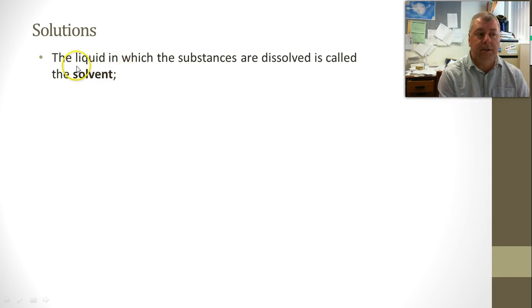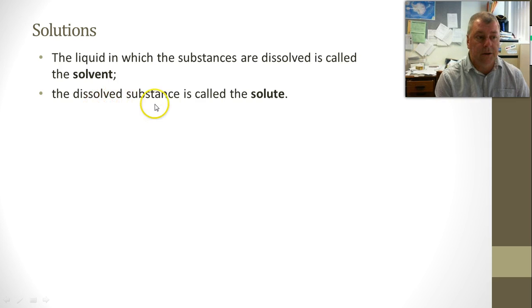But there's a whole lot of other substances that you could dissolve things into, and they would still be referred to as the solvent. Whereas the dissolved substance is called the solute. So if you're dissolving sugar into water, the solute is the sugar and the solvent is the water.